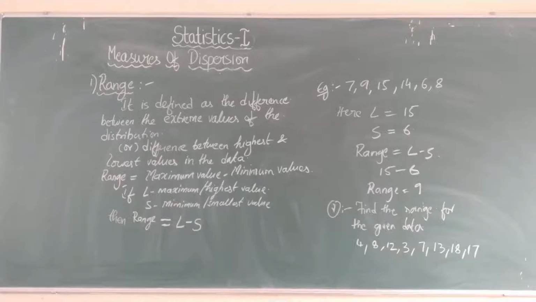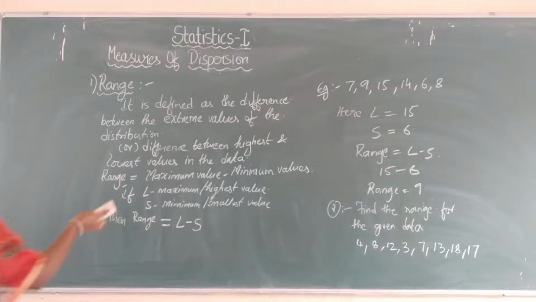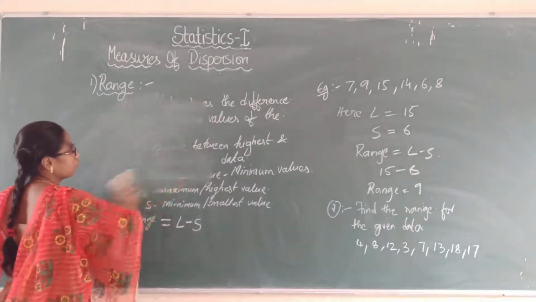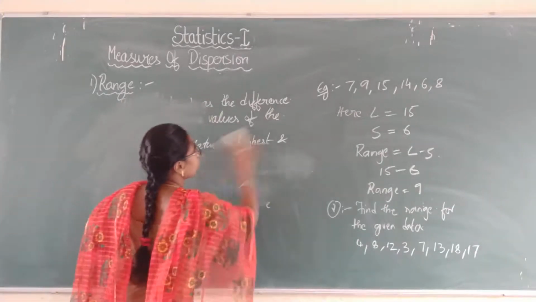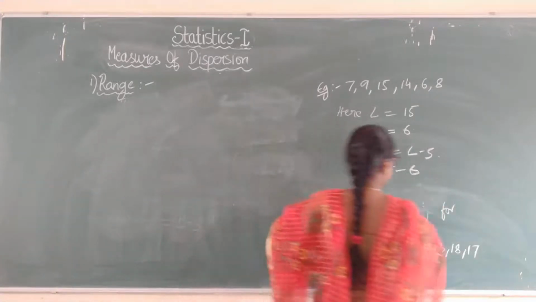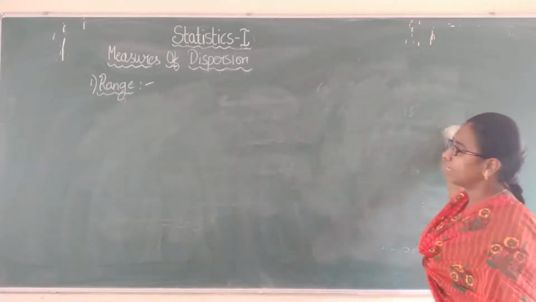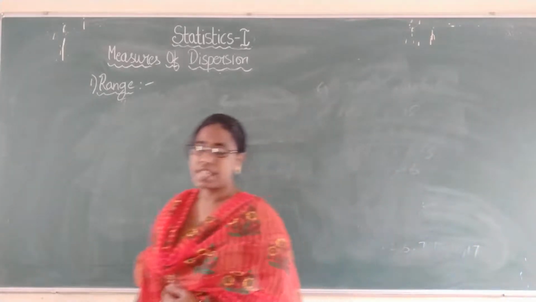So it is very simple. Just choose the highest value minus the lowest value, and you will be getting the range value. Now we'll see the different merits and demerits of the range. So we'll see how many characteristics of a good measure of dispersion the range satisfies.